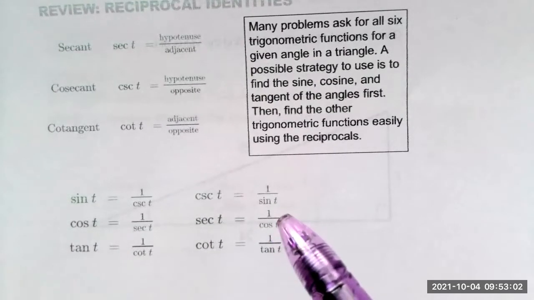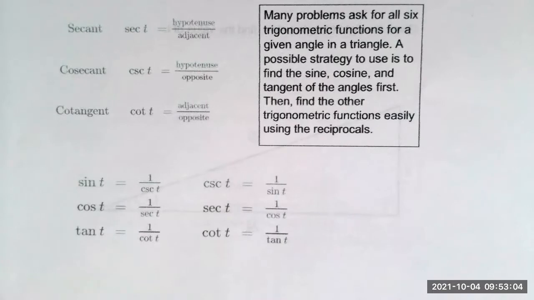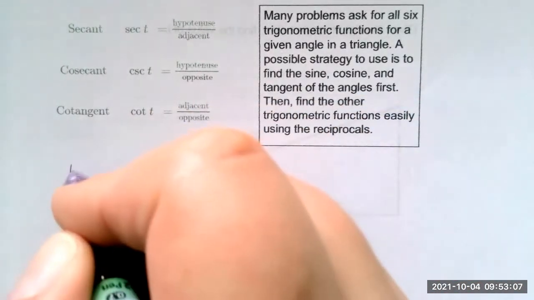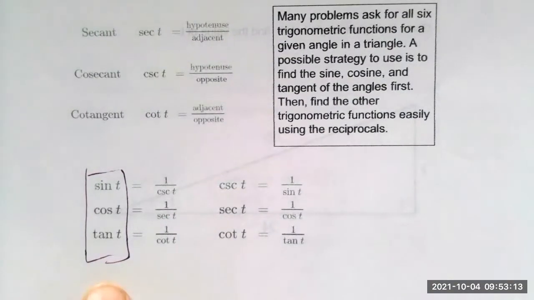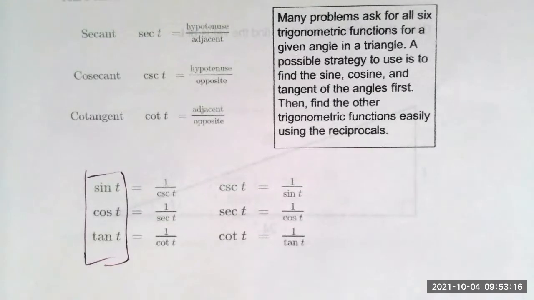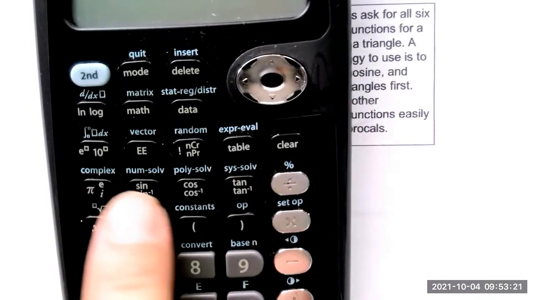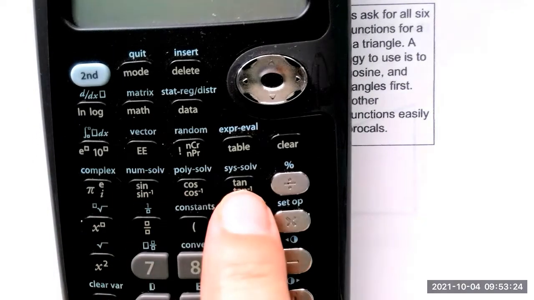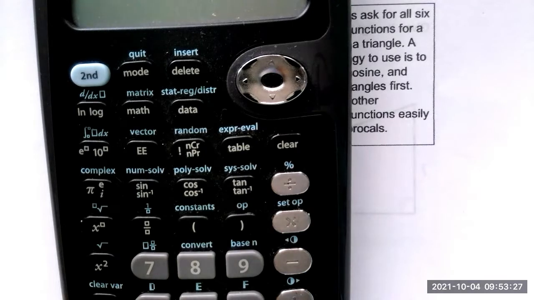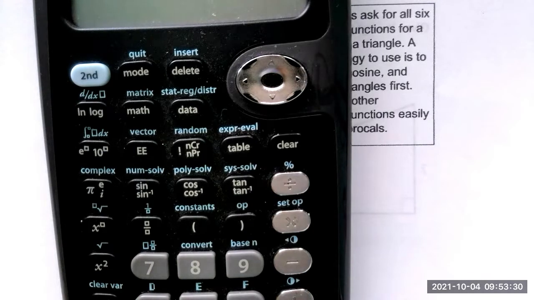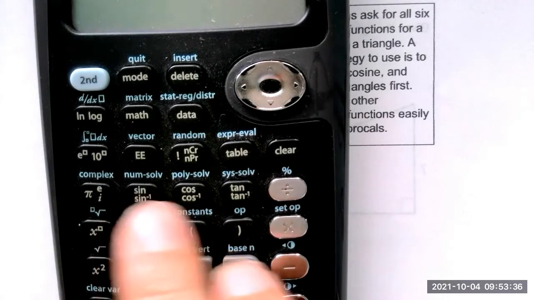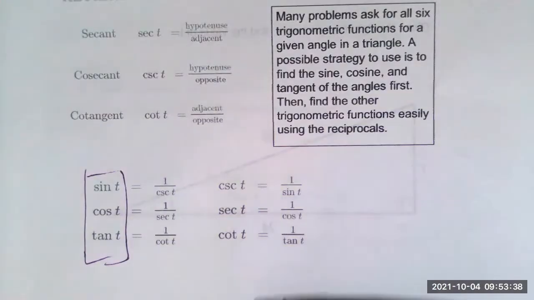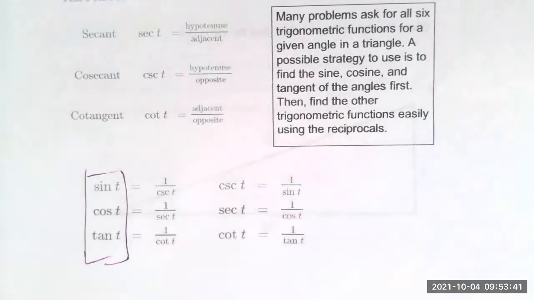So we're going to be focusing on the inverse functions of sine, cosine, and tangent. Those are the only inverse functions that your calculator has as well. If you look at your calculator, it has inverse sine, inverse cosine, and inverse tangent. It doesn't have inverse secant, cosecant, or cotangent. So the way we're going to figure out those functions is through sine, cosine, and tangent, and applying our reciprocal identities.